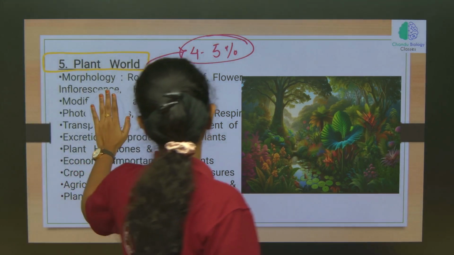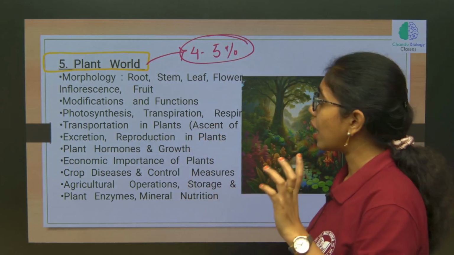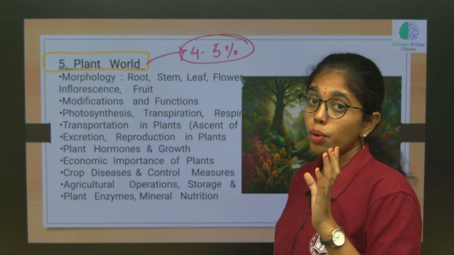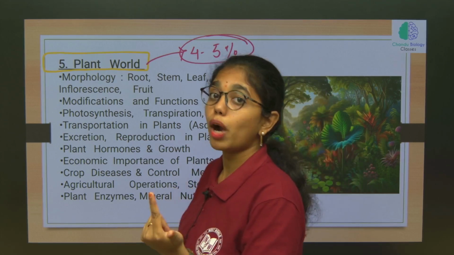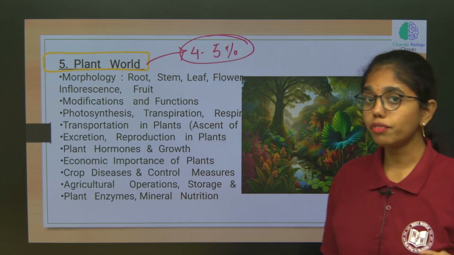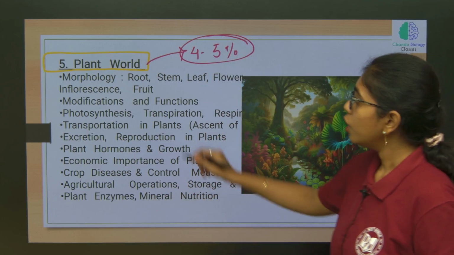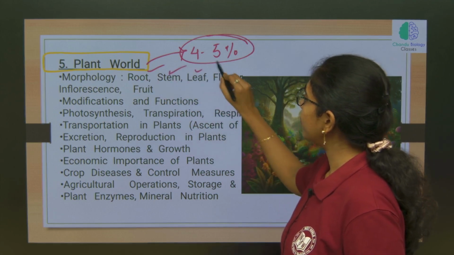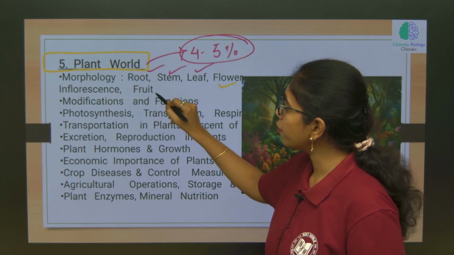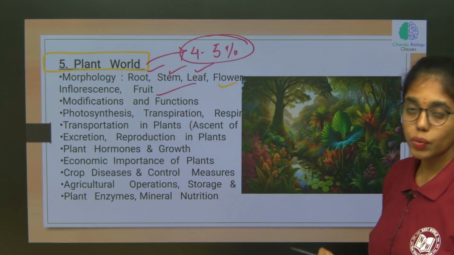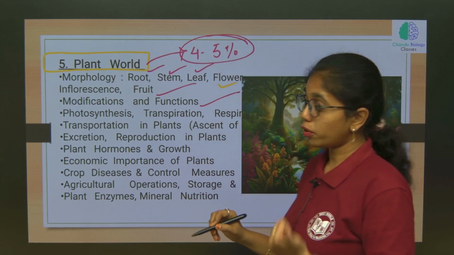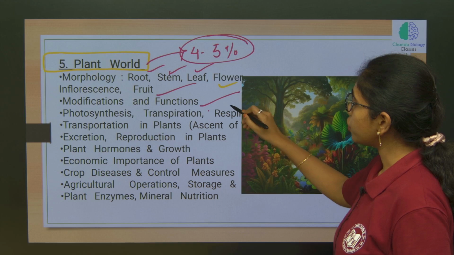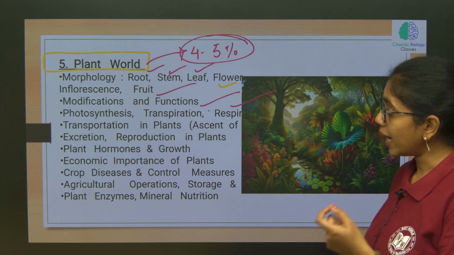So, here we have to focus on morphology specifically: morphology of the vegetative structures, root, stem and leaf, their modifications, and morphology of the floral structures as well. So, morphology, root, stem, leaf and floral characters, inflorescence and fruits. This we have to learn, and then modification and functions, photosynthesis, transpiration, respiration in plants.